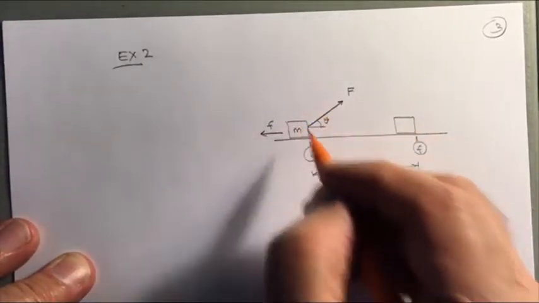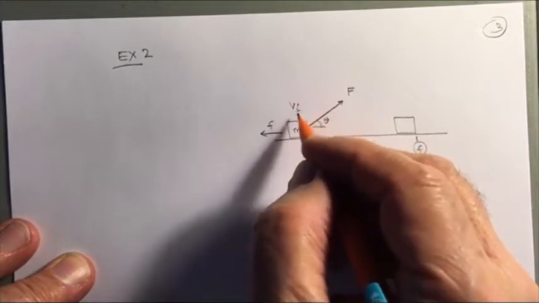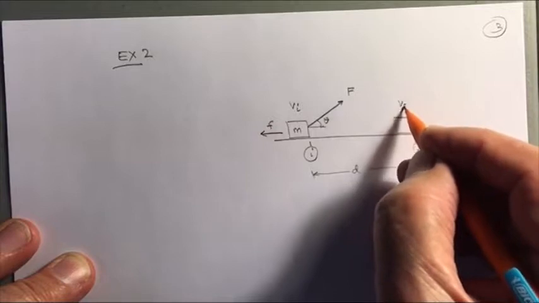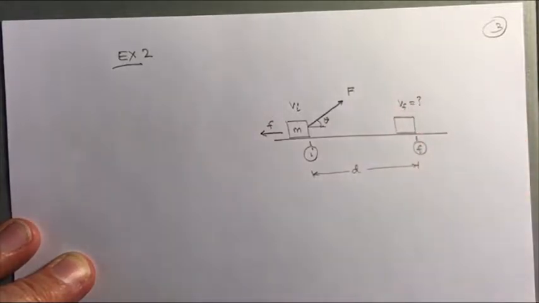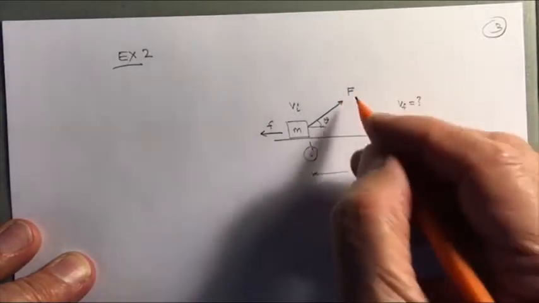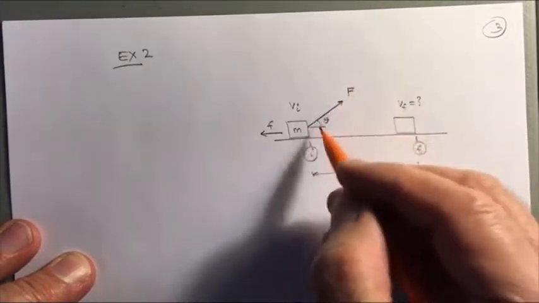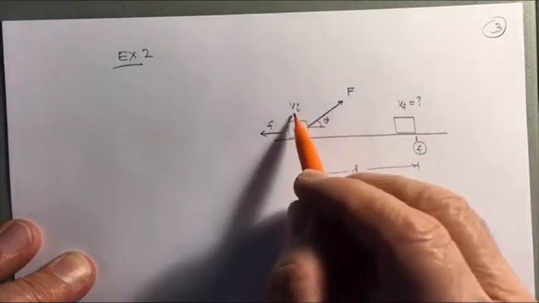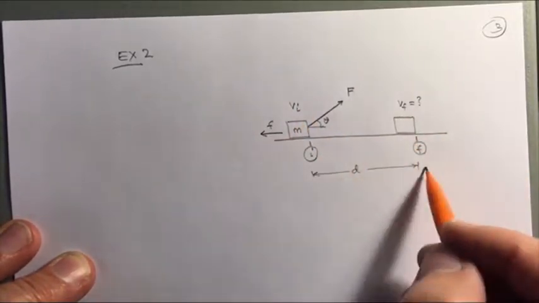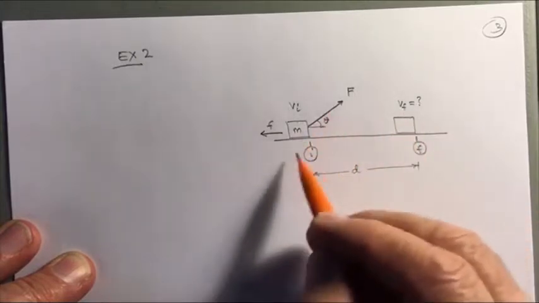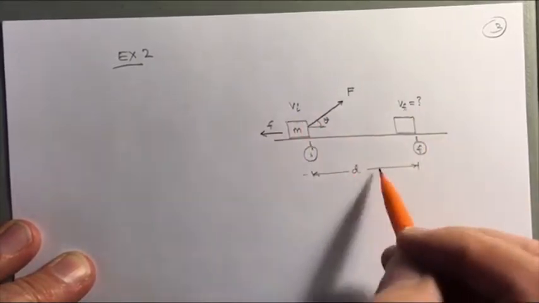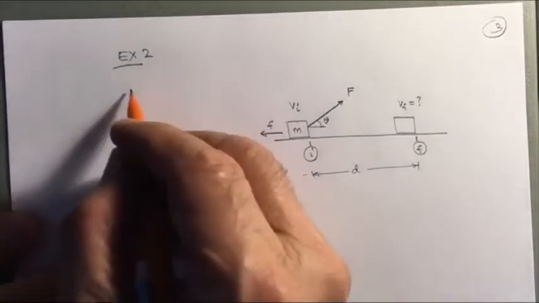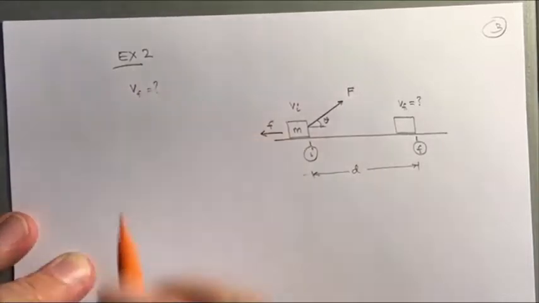The velocity at the initial position is vi, which may be 0, may not be 0, and the question is, what is vf? Now this problem can be solved by Newton's method. We get the Fx, set Fx equals ma, and get the acceleration, and from the acceleration, the initial and final velocities, and the distance, we can get the final velocity. But we want to solve this by the energy method. So the question is, V final is what?